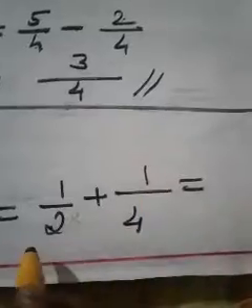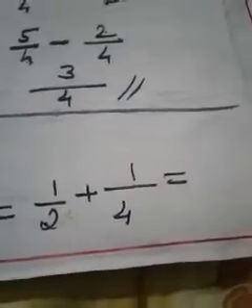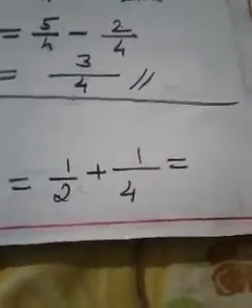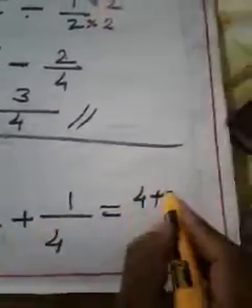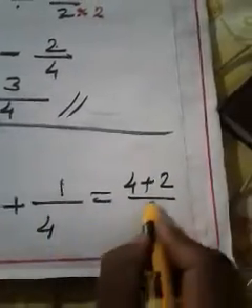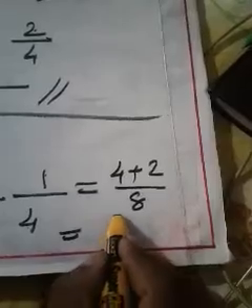Otherwise you can use cross multiplication. Whatever it is. See here, let me use cross multiplication because both methods we have to learn, no? So what is 1 into 4? 4. Plus what is 1 into 2? 2. What is 2 into 4? 8. So what is the answer? 4 plus 2 by 8. What is 4 plus 2 by 8? 6 by 8.